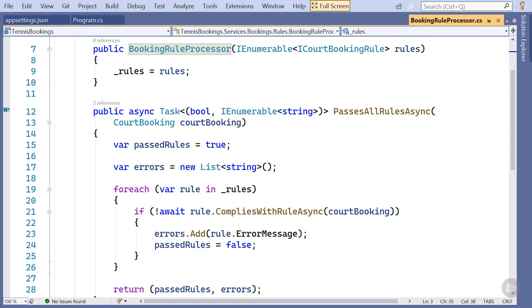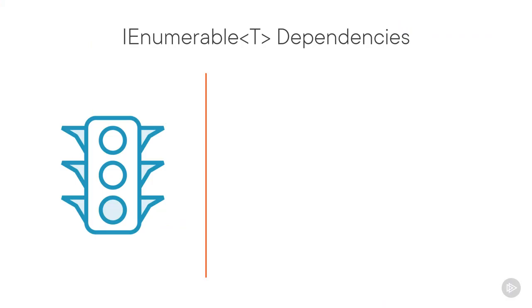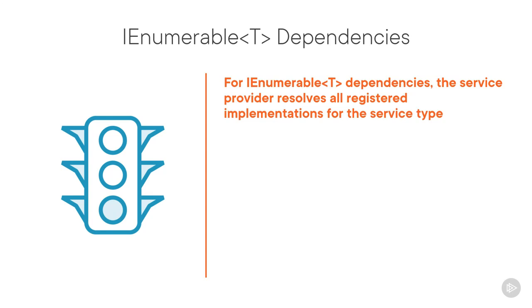Its constructor accepts an IEnumerable of ICourtBookingRule, an abstraction defining behavior that rules must implement. When the dependency injection container resolves services for this class, it will attempt to resolve all instances of the ICourtBookingRule service type and inject them as an enumerable collection.